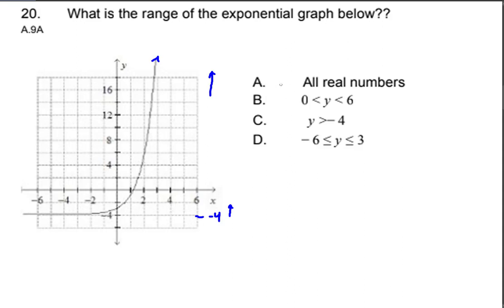So if I look at this here, all real numbers would include all the numbers past -4 here. And that actually doesn't work here because you can see there's an asymptote right here. It's never going to go below this -4.